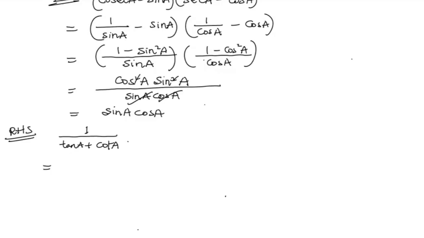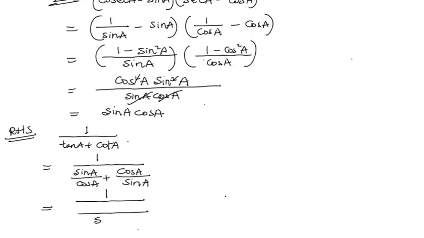So convert the formula. Tan a, what we can write? Sin a by cos a. We can write sin a by cos a plus cot a, what we can write? Cos a by sin a, because cot is opposite of tan. So cos a by sin a. So next step we'll take LCM. So what will you get? 1 by, so LCM of cos a and sin a is sin a cos a. So you will get sin a cos a.